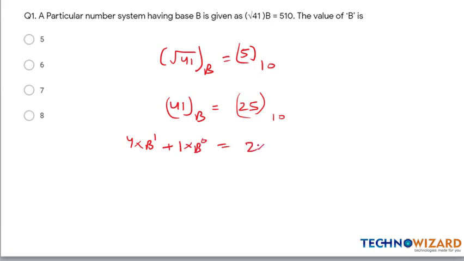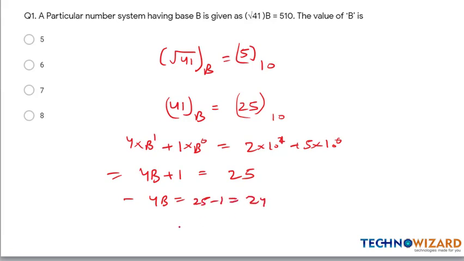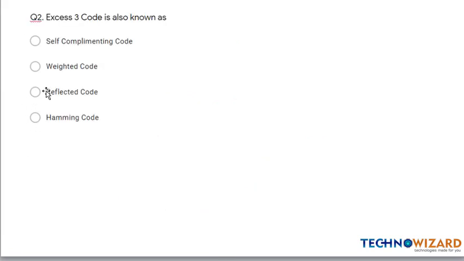is equal to 2 into 10 raised to power 1 plus 5 into 10 raised to power 0. Then this will come out to be 4B plus 1 is equal to 25. Then 4B is equal to 25 minus 1, it's equal to 24. B is equal to 24 upon 4, that is 6, answer. This is how we will do our first question. Now we will go to the second question.